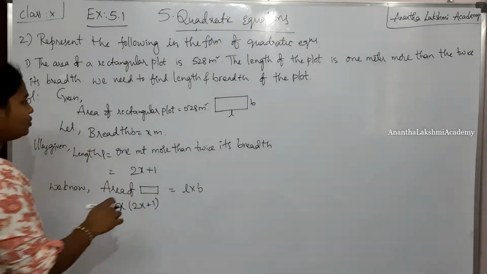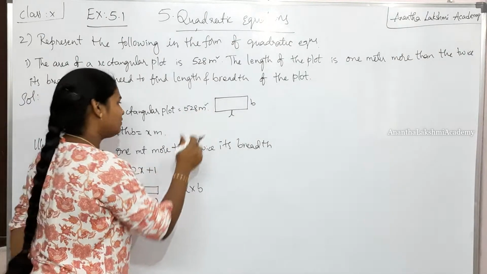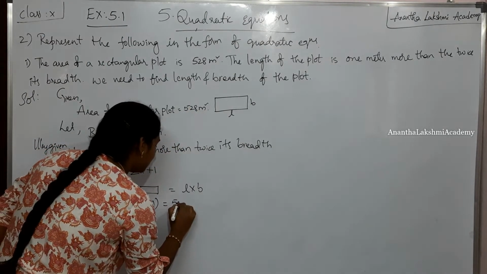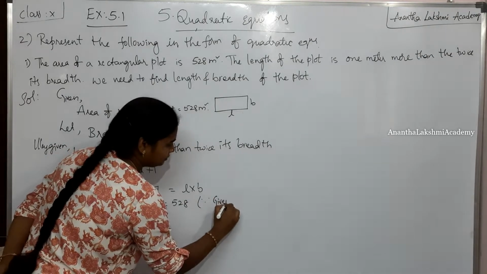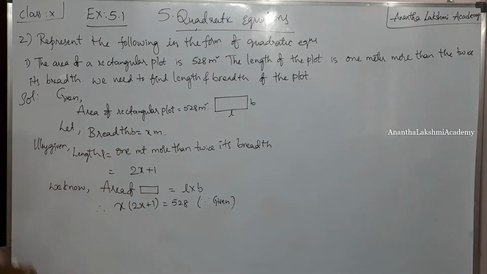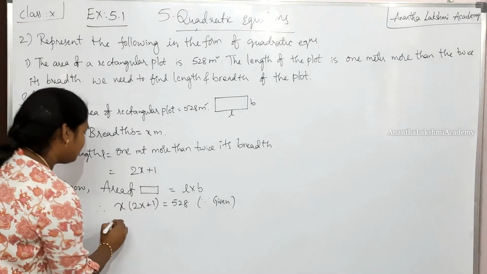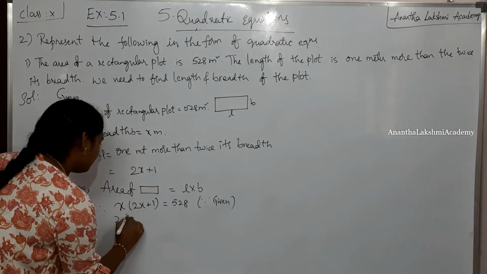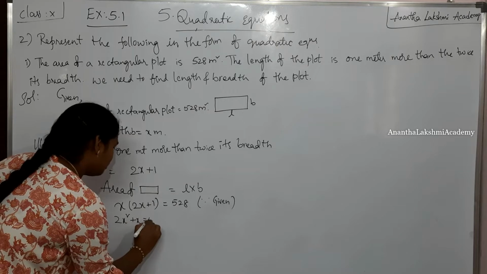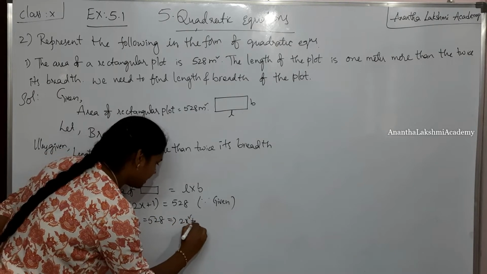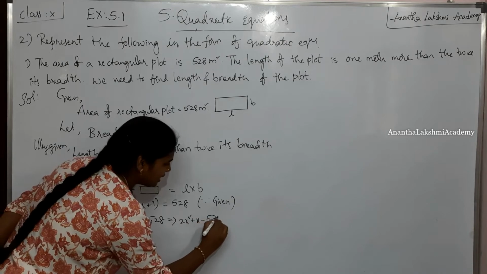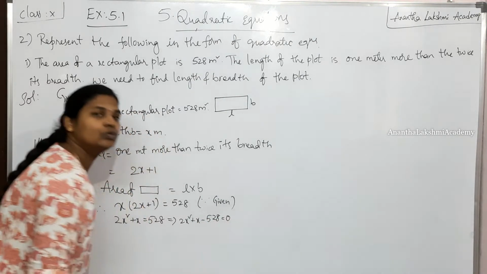Therefore, x into 2x plus 1 is equal to what is given? 528 square meters is given. Now, let us solve this. X multiplied inside, it goes 2x square plus x is equal to 528. This is equal to 2x square plus x minus 528 is equal to 0.